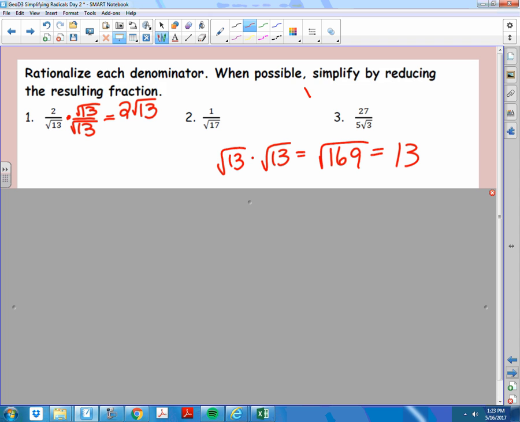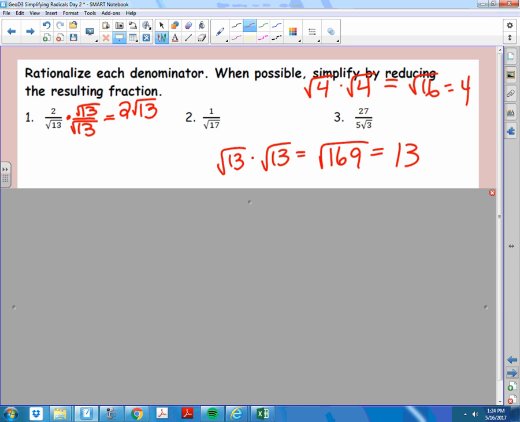Watch this. What's the square root of 4 times the square root of 4? Well, it's the square root of 16, which just so happens to be 4. The square root of 8 times the square root of 8 is 8. So if you're multiplying any square root times itself, it becomes the number under the radical.